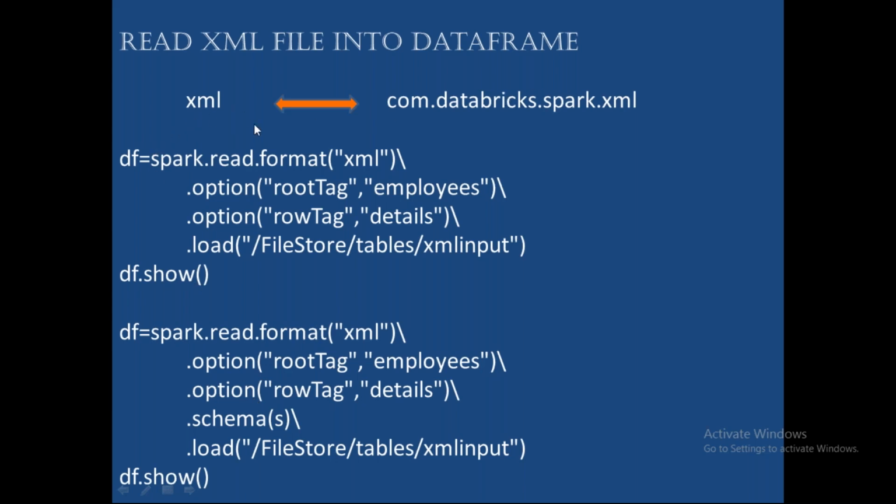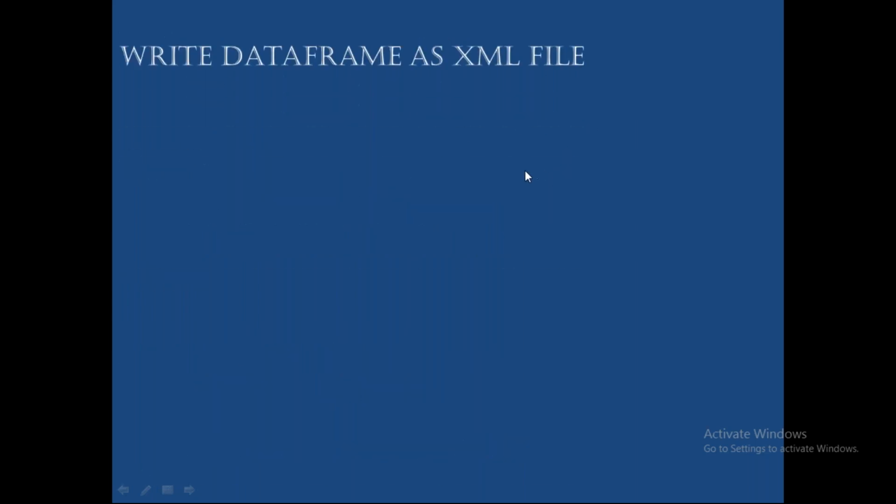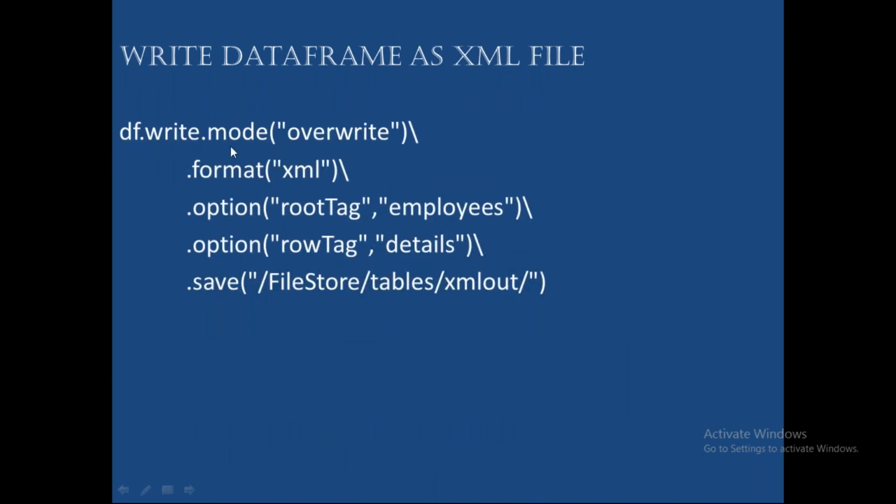Next, remember this format is the same while you are writing and reading. You can use xml or com.databricks.spark.xml. Now write the DataFrame as XML. You see df.write mode is overwrite. Format is xml. I want to write this particular thing in XML format. Option rootTag is employees. RowTag is details. And I want to write my output to this path. Okay, fine.